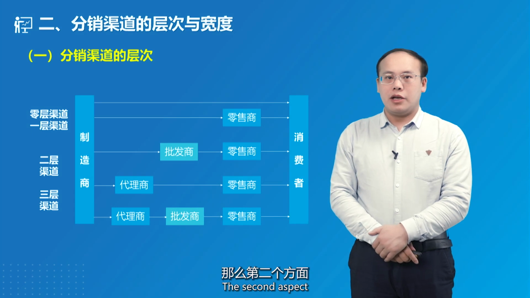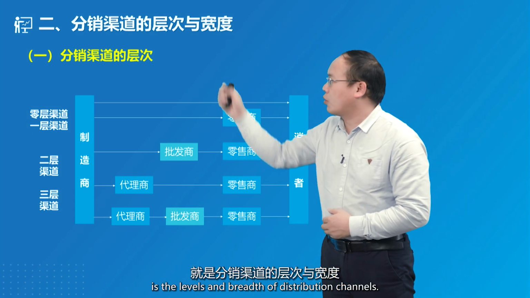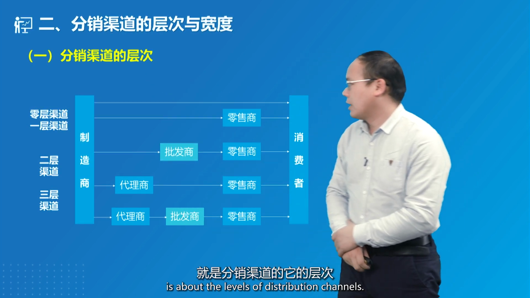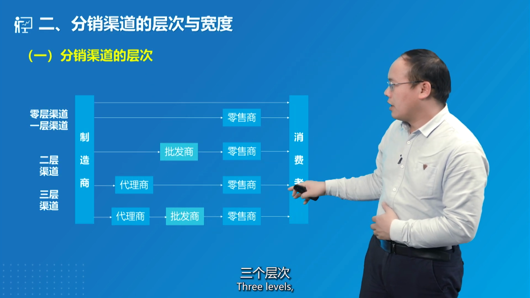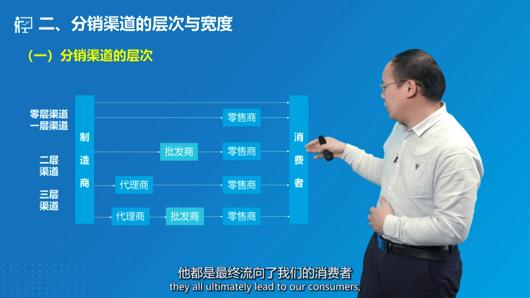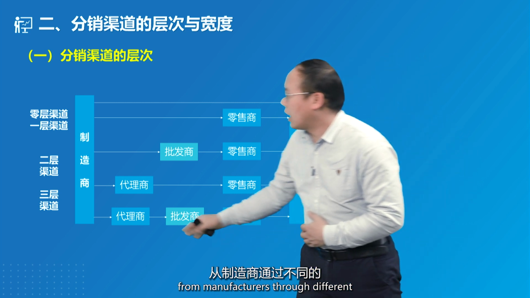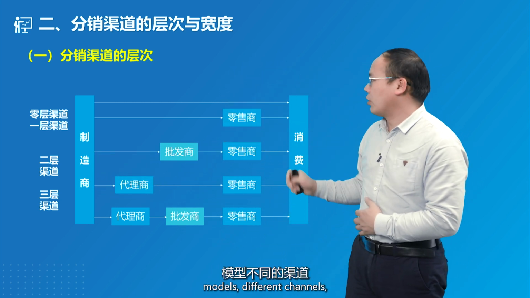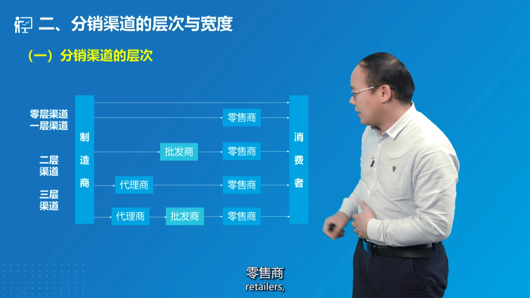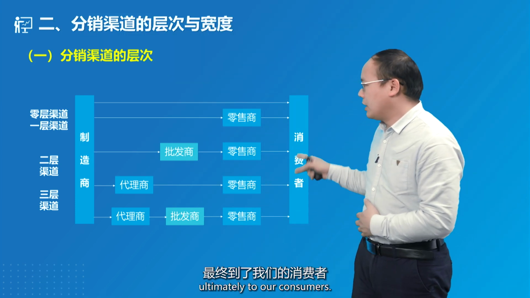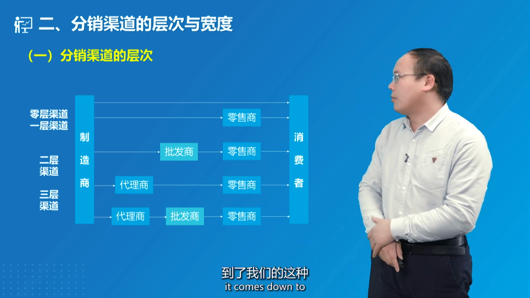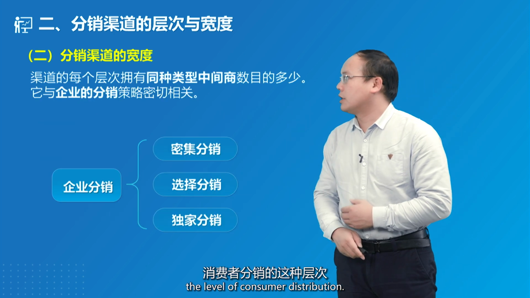The second aspect is the levels and breadth of distribution channels. The first aspect is about the levels of distribution channels. 3 levels. But regardless of the levels, they all ultimately led to our consumers, from manufacturers through different models, different channels, retailers, ultimately to our consumers. Whether it's agents or retailers, it comes down to the level of consumer distribution.